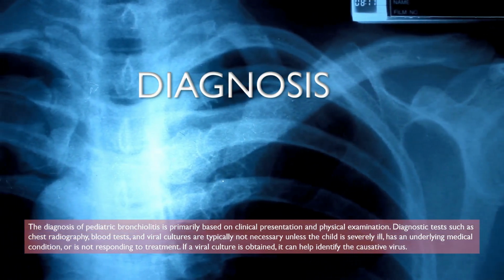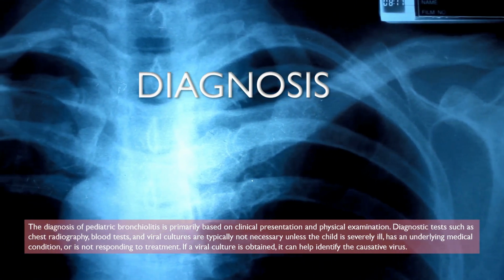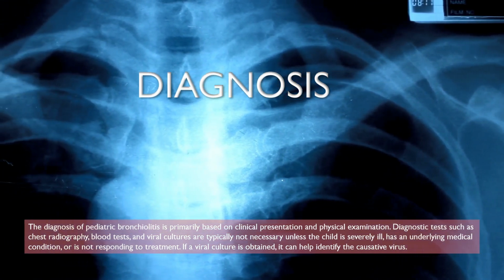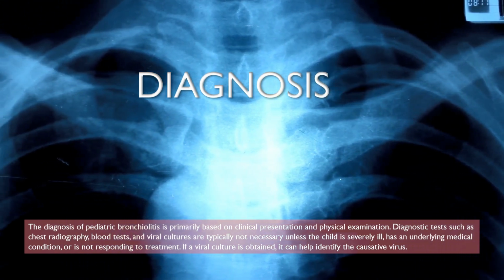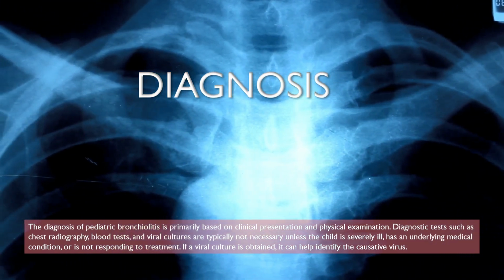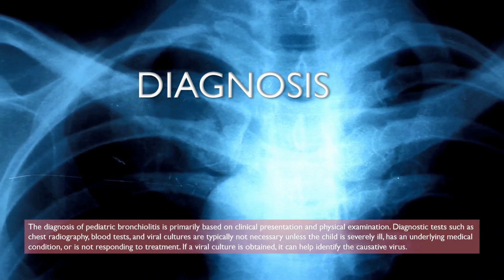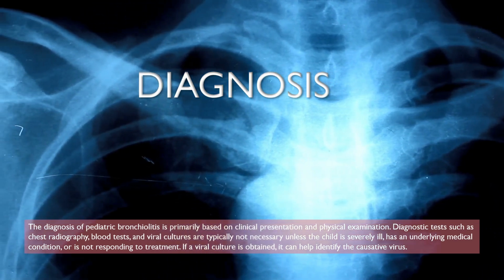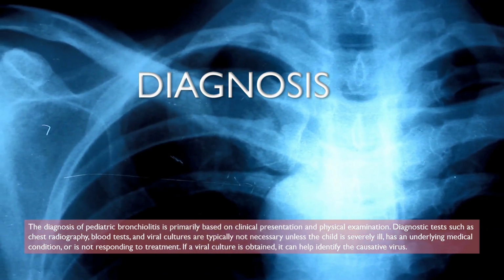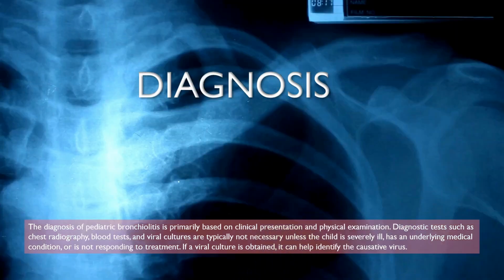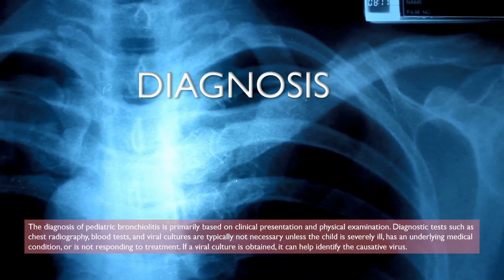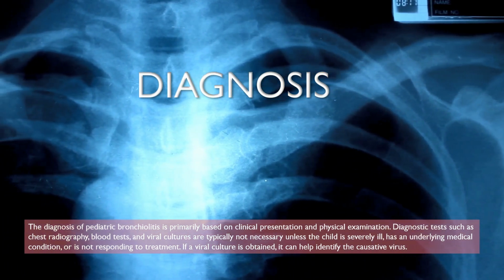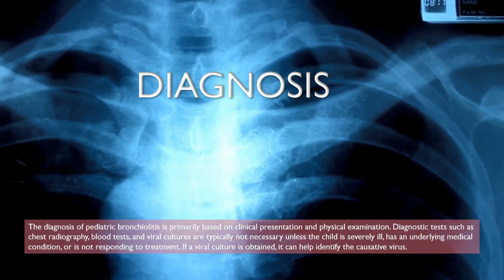Diagnosis. The diagnosis of pediatric bronchiolitis is primarily based on clinical presentation and physical examination. Diagnostic tests such as chest radiography, blood tests, and viral cultures are typically not necessary unless the child is severely ill, has an underlying medical condition, or is not responding to treatment. If a viral culture is obtained, it can help identify the causative virus.